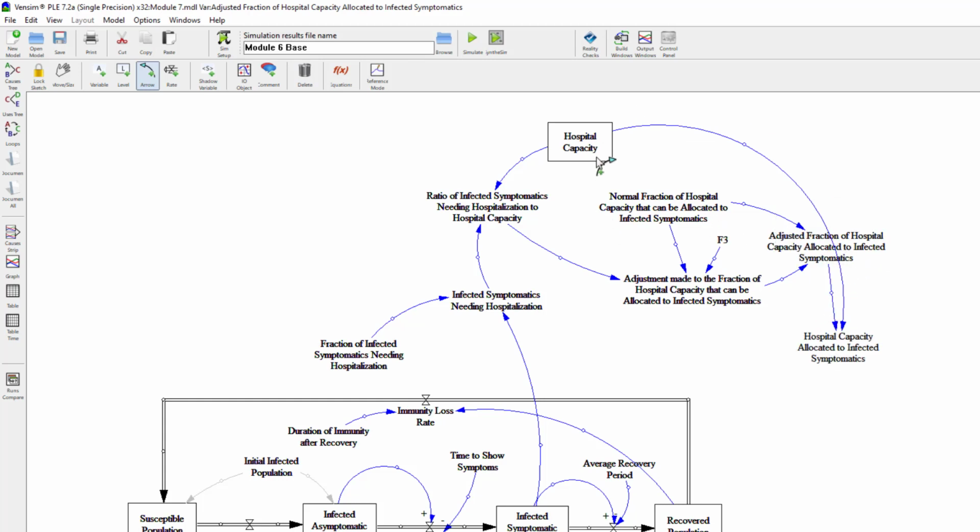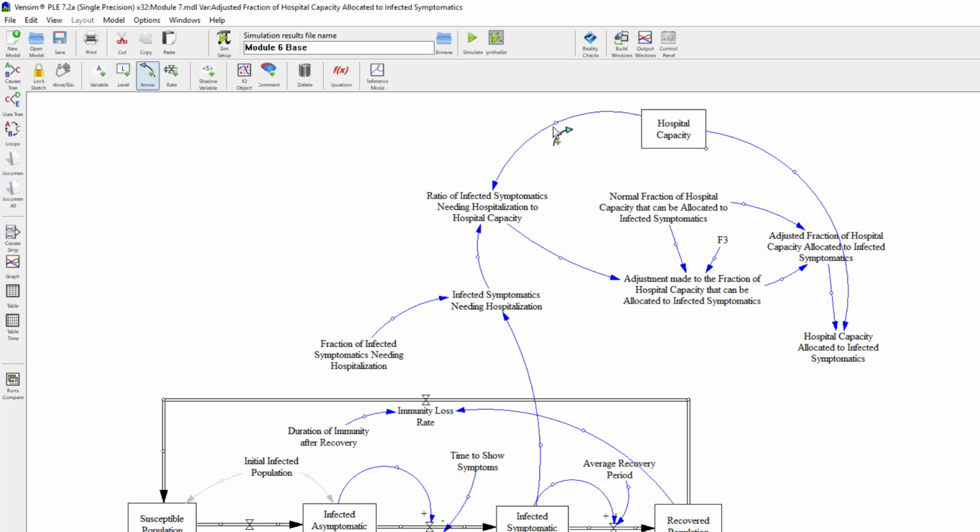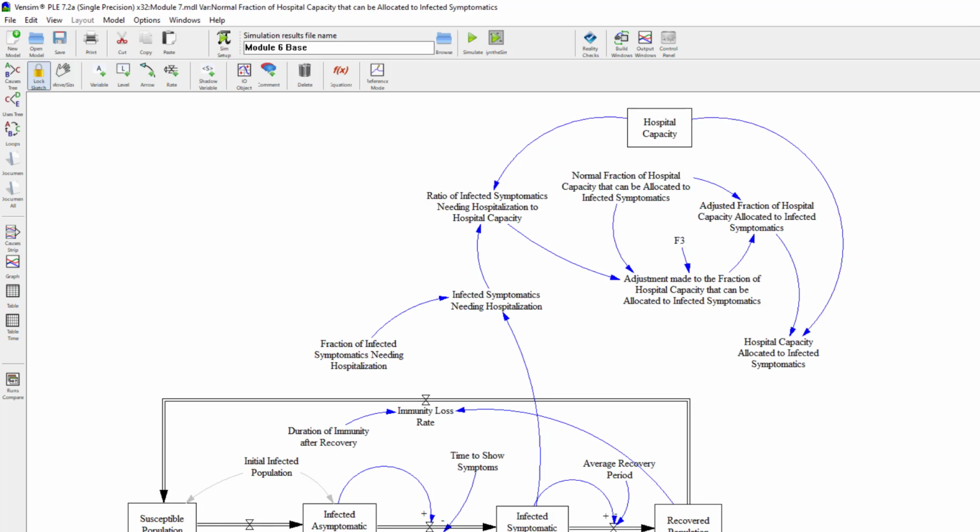Okay, can move this around a little bit. Okay, as you can see, I rearranged the variable location a little bit so that we don't have overlapping arrows. Well, at some point we won't be able to avoid that, but I try my best. Okay, so that's the hospital capacity allocated for infected symptomatics. Okay, now the next part is where we calculate the staff burnout.